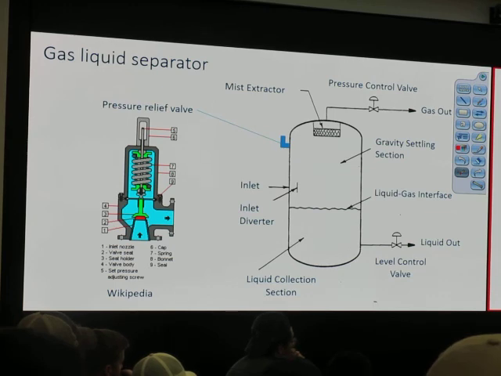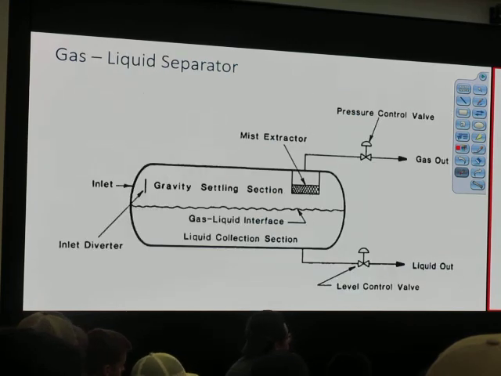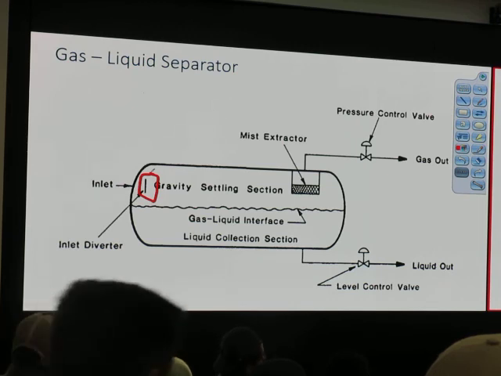All right. And we will talk more in the ES campus. Another two-phase separator. Okay, we have the inlet diverter. The inlet diverter is very important in the tank. It does the separation based on the difference in momentum.